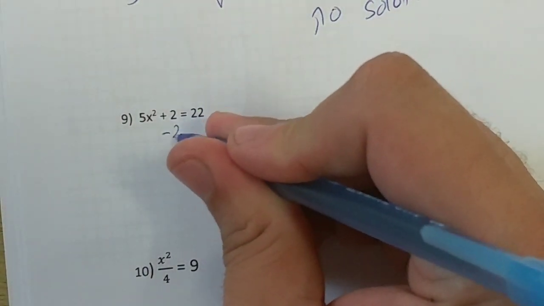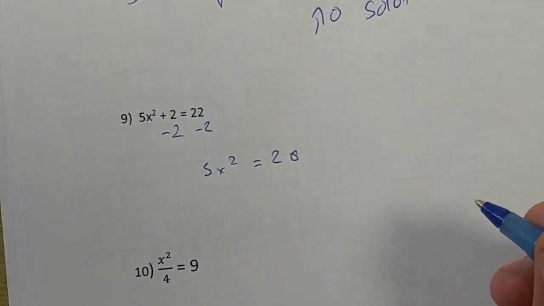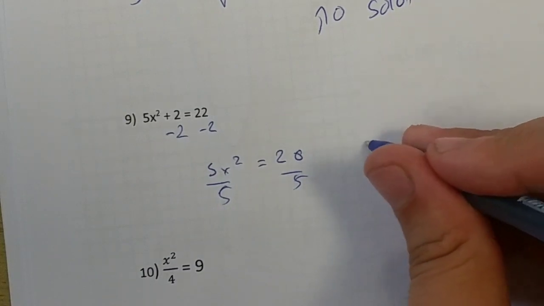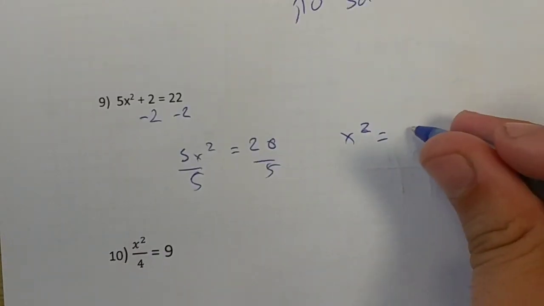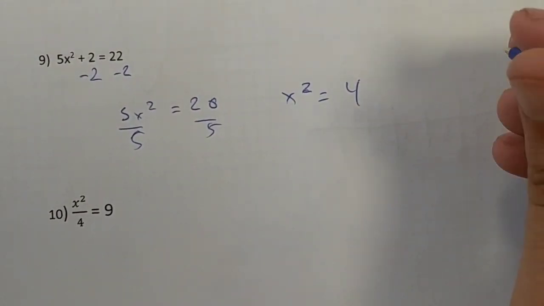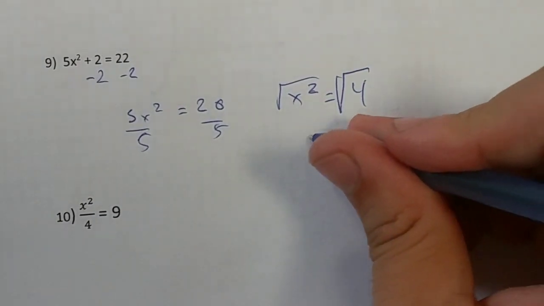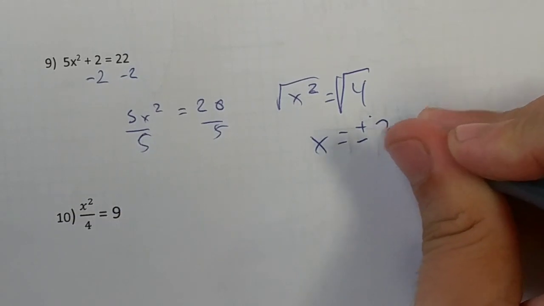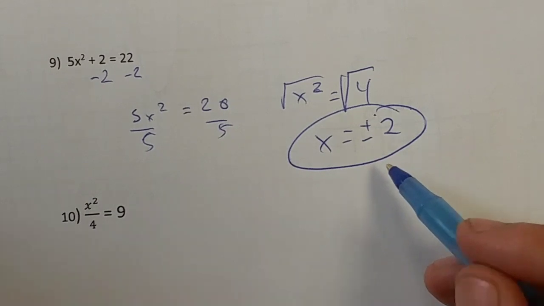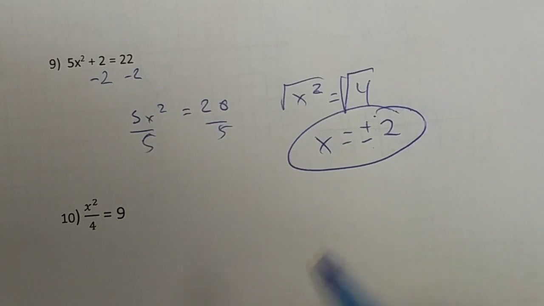Number 9, minus 2, minus 2. 5x squared equals 20. Divided by 5, divided by 5. X squared equals 4. Then I got to square root both sides. 4 is a positive number, so I could do that. X equals plus or minus 2. The plus or minus matters, and I guess I didn't explain this in an earlier question. Why it matters a lot is because you're supposed to put the negative 2 along with it.